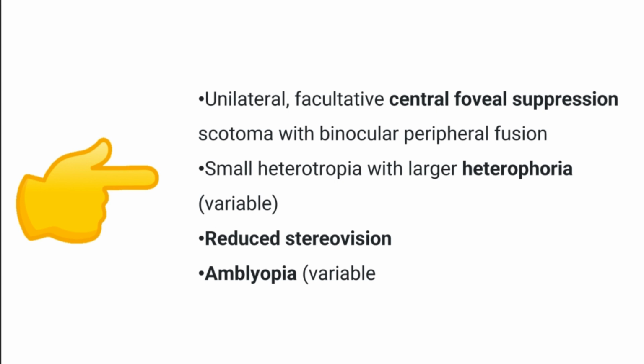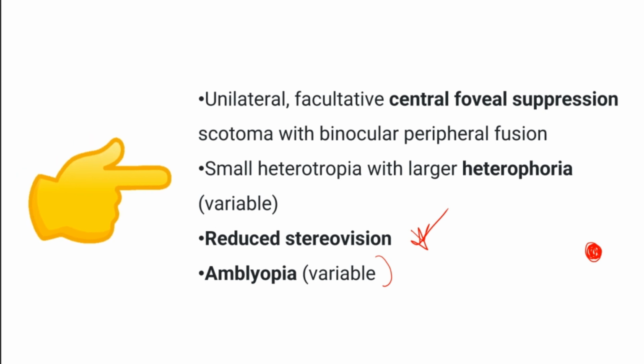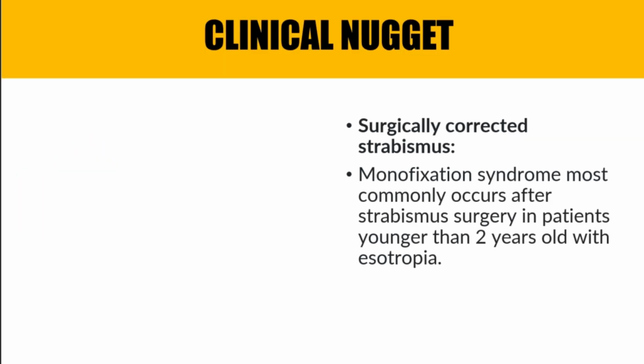Okay, apart from that, they will have a very small angle of squint, and when you do your alternate cover test, you might actually detect variable heterophoria as well. Now, obviously, because there is a central scotoma, the stereo vision, however, is not going to be good in these cases, and amblyopia also will be variable. But usually, you see a mild amblyopia in these cases. So there is a clinical nugget associated with monofixation syndrome.